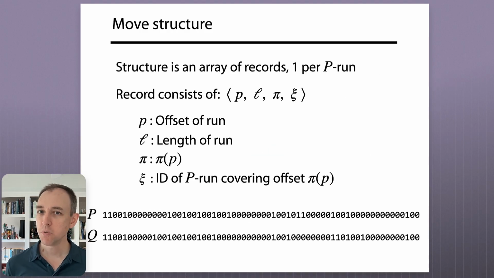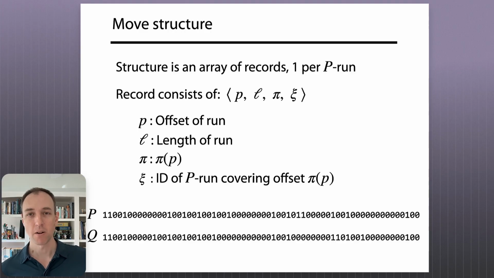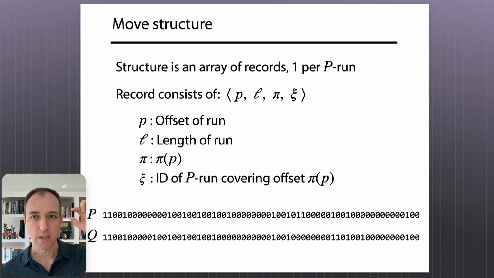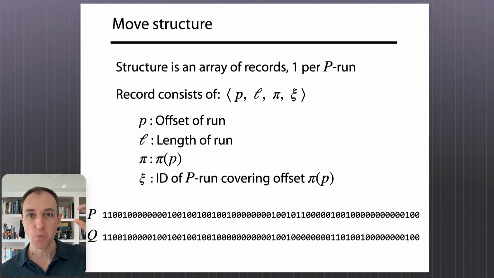Okay, I can tell you what the move structure is now. It's actually kind of simple. The move structure is an array of records, 1 per run in P, right? So if you picture P, remember P marks the run heads in L. So I could have also said run in L. P marks the run heads in L. P consists of sections where it's a 1 followed by several zeros before you get to the next one. You could consider that a P run. So the way a run is represented in P is with a 1 followed by several zeros.